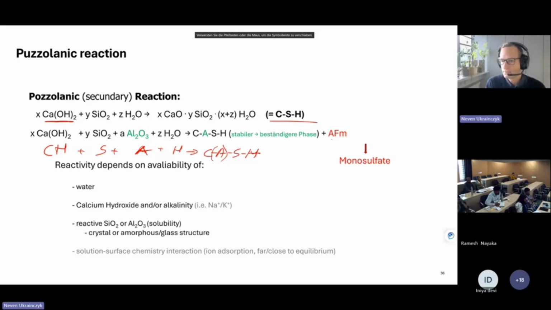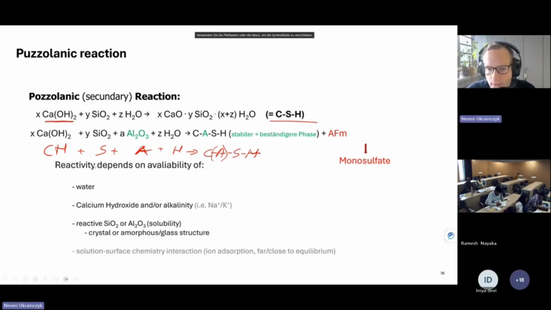And you have the AFm phase also here. So this is the Pozzolanic reaction, the reaction of Portlandite, a secondary reaction. It's a secondary reaction because the primary is the production of Portlandite by cement hydration. Then you have a secondary consumption of that Portlandite by aluminosilicates.